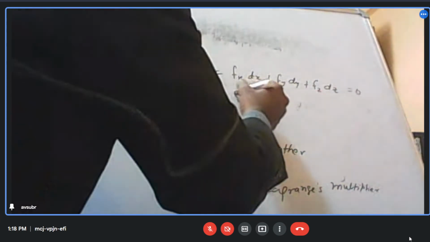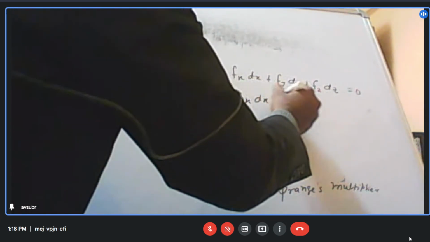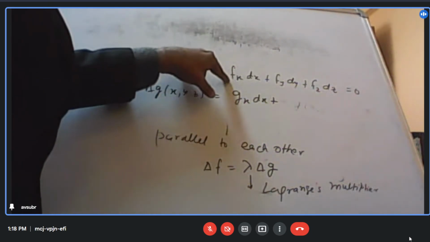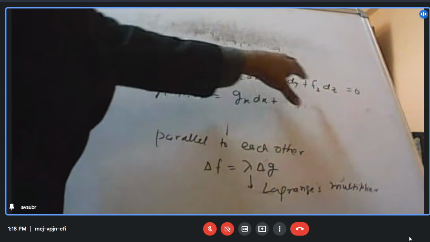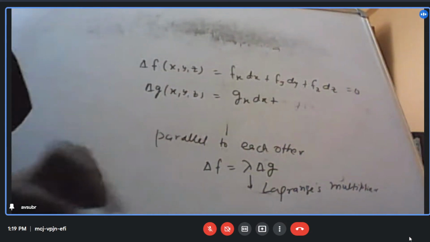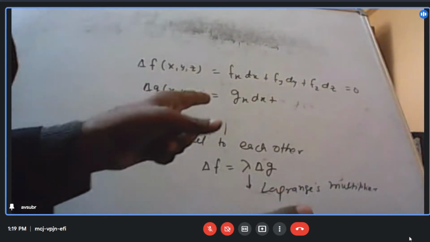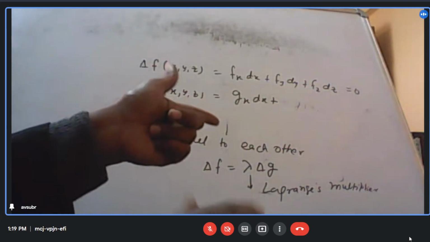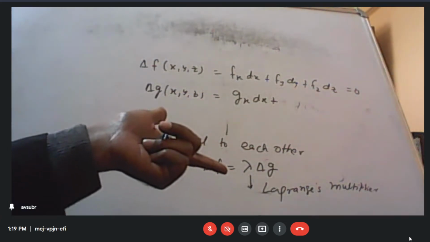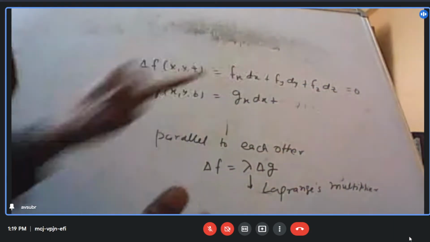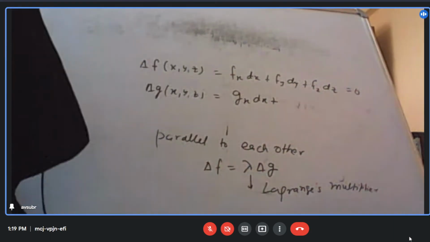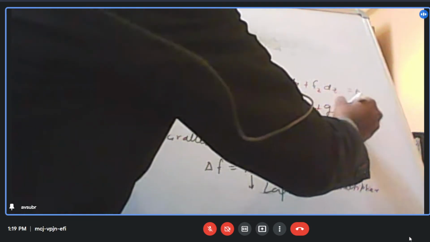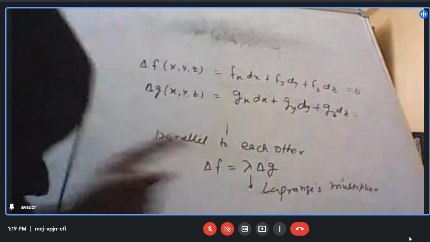Similarly, delta g will be gx dx. These components are the derivative with respect to x, the derivative with respect to y, the derivative with respect to z. We call them components, in the x direction, y direction and z direction. You must have studied vectors. So this is the same thing. So gx dx, gy dy plus gz dz, this is also equal to the same constant.